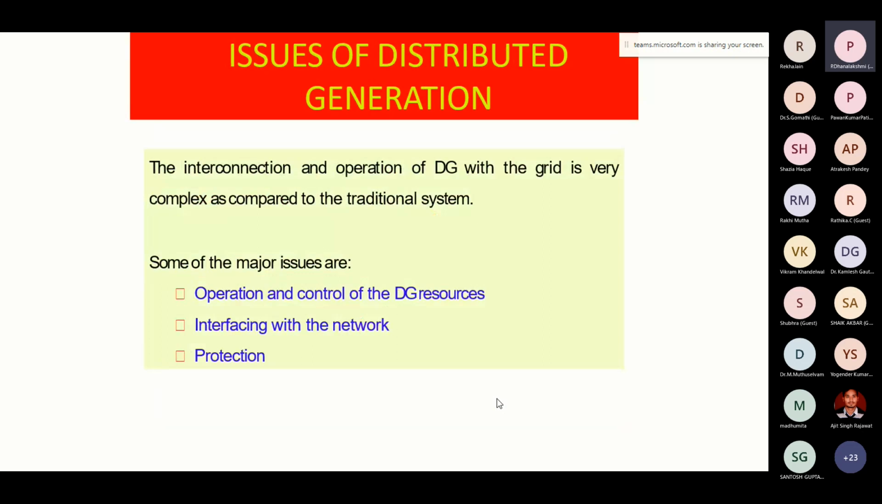Now there are basically major issues when you integrate these DGs at the distribution level. First are the major protection issues to interface the network, the power quality issues, and the overall control and operation of these DGs to meet the particular load demand, as these DGs are not available all the time. They are of intermittent nature. So we need to have a balance between the main utility grid as well as the power supply through these DGs.